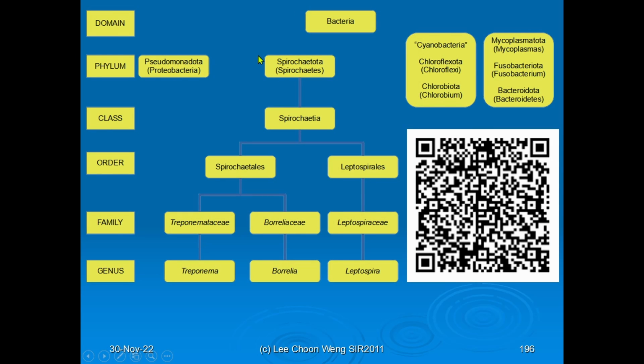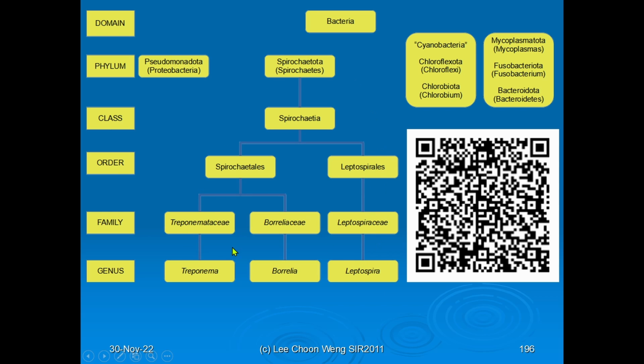So in this lecture, we'll be looking at the phylum Spirochaetota, previously known as the spirochaetes, the class Spirochaetia, order Spirochaetales, and also Leptospirales. In the order Spirochaetales, we'll be looking at Treponema and Borrelia. In the order Leptospirales, we'll be looking at Leptospira.